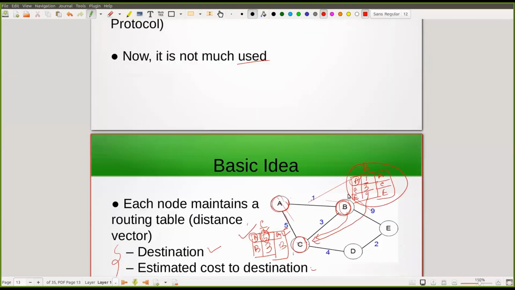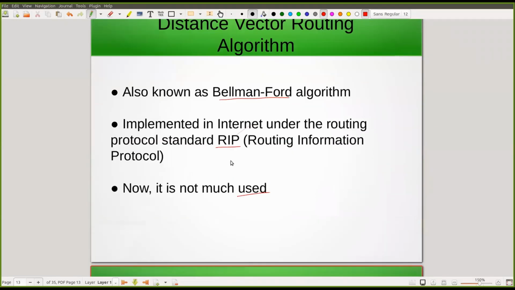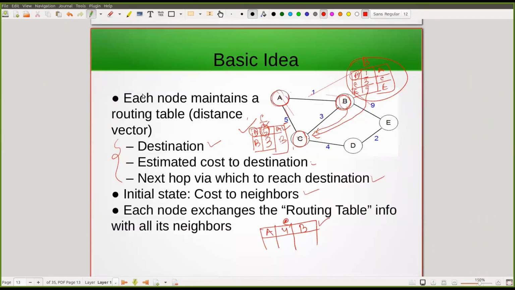So what is the basic idea? Once again I'm repeating. Each node maintains a distance vector at its own end. What is there in the distance vector? It has the destination, the cost of going to the destination, and via which hop it has to go to the destination. These are the three most important pieces of information maintained at each and every node.